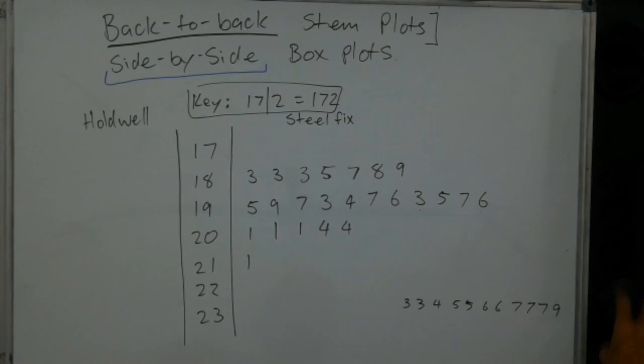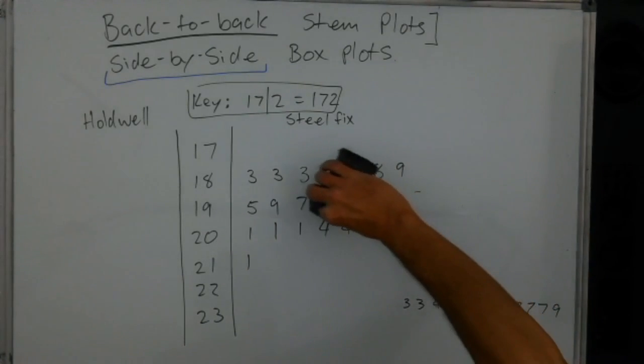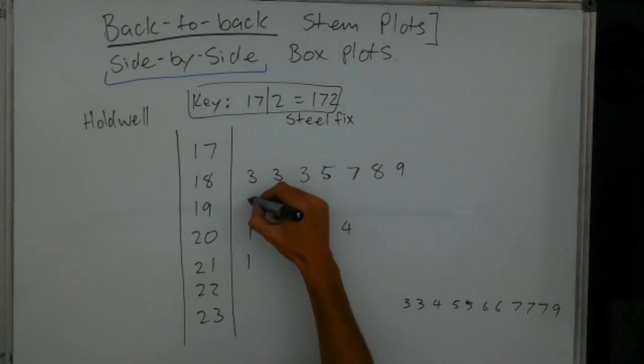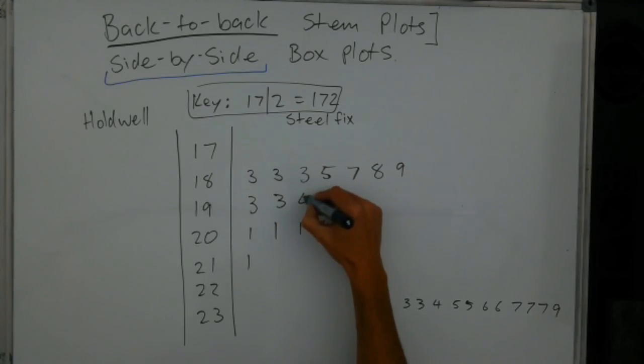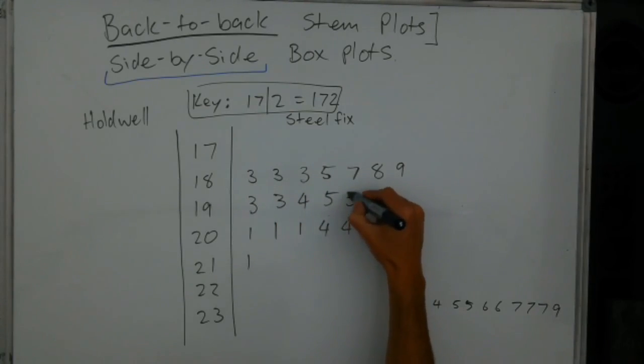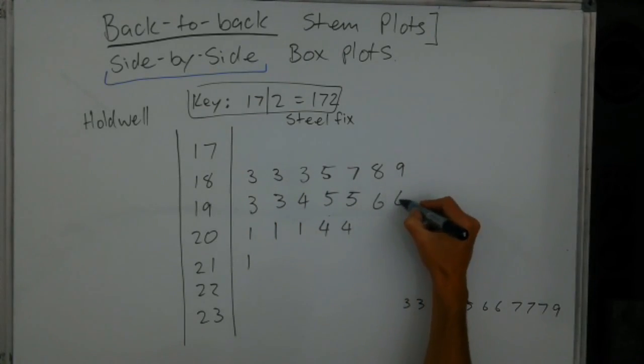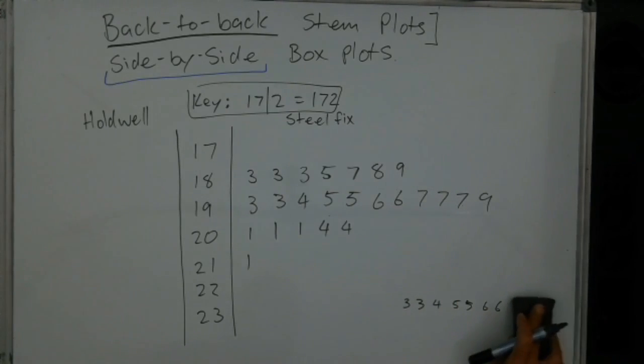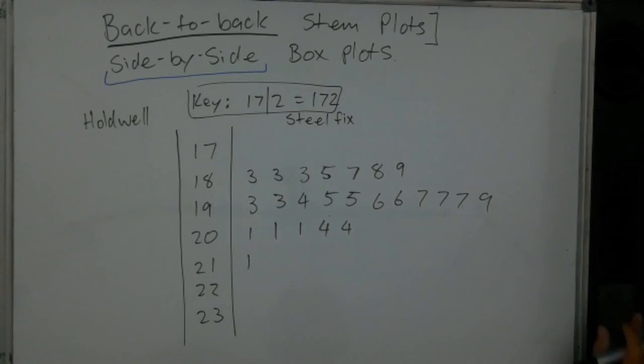So let's rub all that out. 3, 3, 4, 5, 6, 6, 7, 7, 7, 9. Okay, so that's the SteelFix one completed. So now we'll look at Holdwell, and I'm just going to do the same thing.